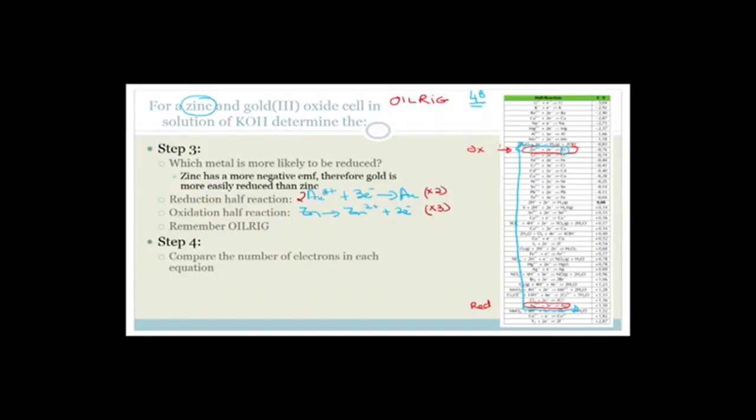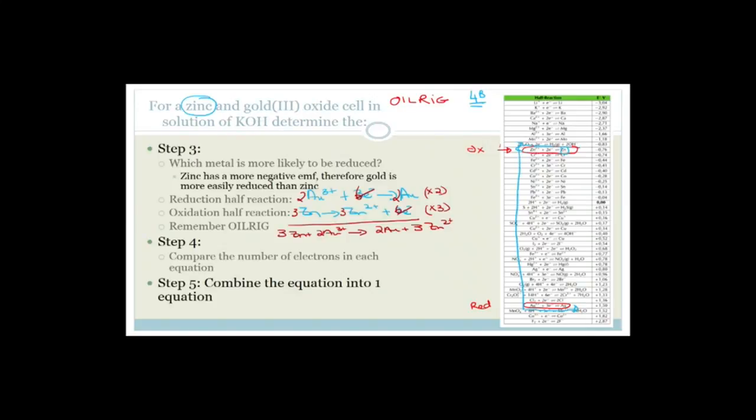This would be 2Au³⁺ plus 3 times 2, which is 6 electrons, goes to 2Au. This is 3Zn goes to 3Zn²⁺ plus 6 electrons. So then if you balance it, you get 3Zn plus 2Au³⁺ plus 6 electrons, but that cancels with that. So it goes to 2Au plus 3Zn²⁺. Okay, right, so there we've balanced it. Now, it says combine the equation into one.